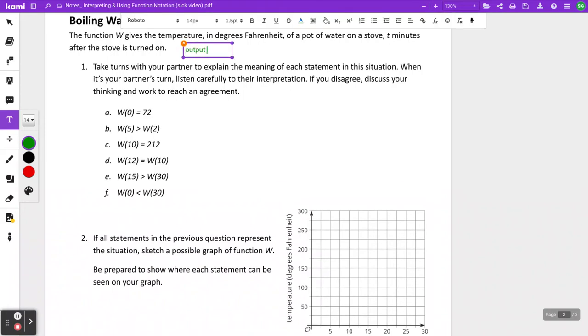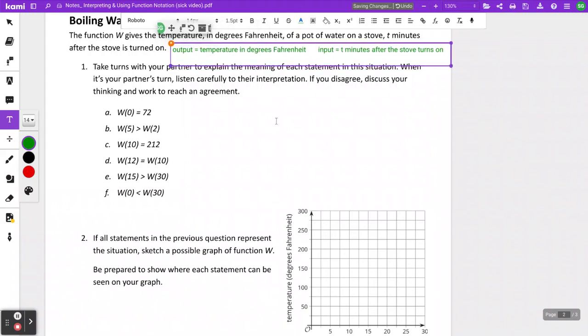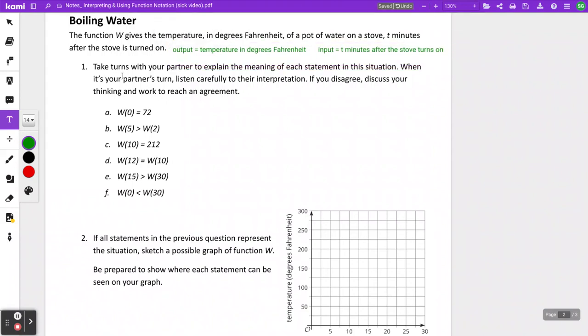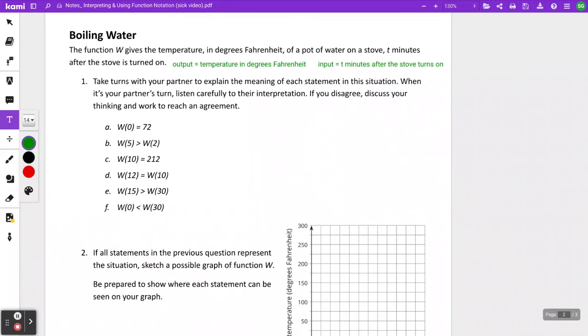Our output here is going to be the temperature in degrees Fahrenheit. So that first part here. And then our input is going to be the T minutes after the stove turns on. So just like the number of minutes the stove has been on. Knowing that is going to help us when we jump down into this next part and we see all this function notation. So for number 1, it's this task of you working with a partner to explain the meaning of each statement in this situation.